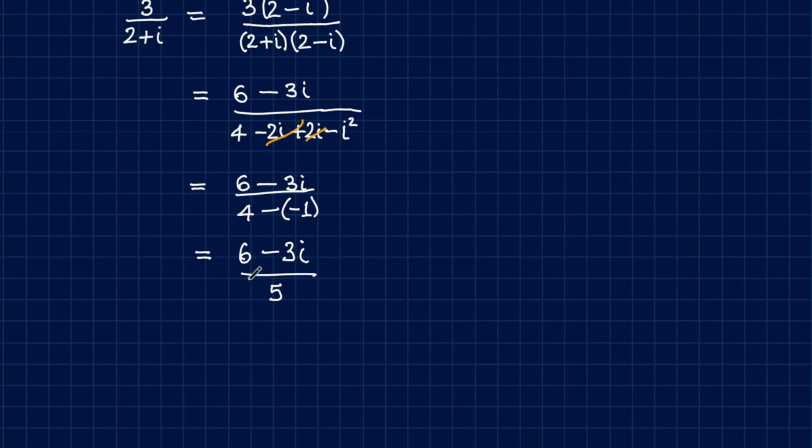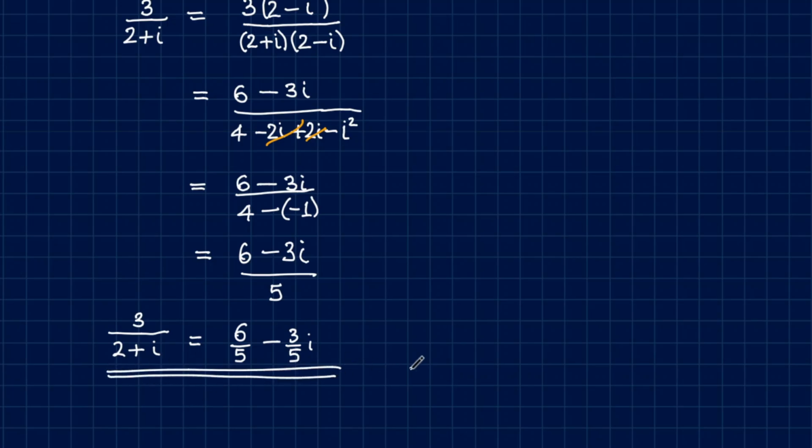If you wish, you can also separate the real part from the complex part by distributing our denominator to the two parts, where we have 6 over 5 minus 3 over 5 i. So this becomes the real part, and this is the imaginary part of the complex number 3 divided by 2 plus i. And that is the solution for question number 2.